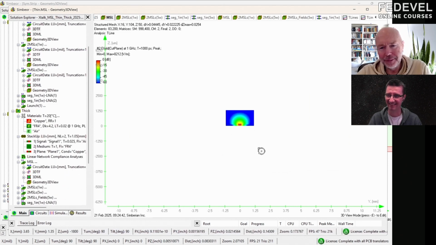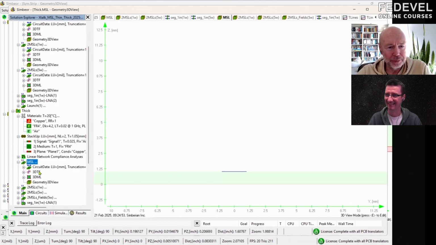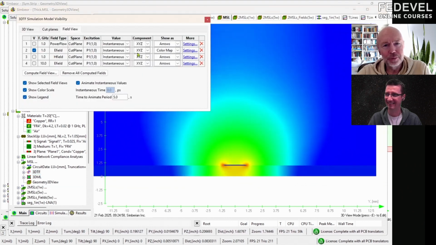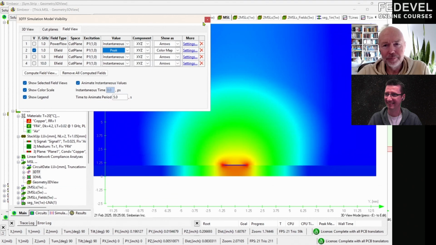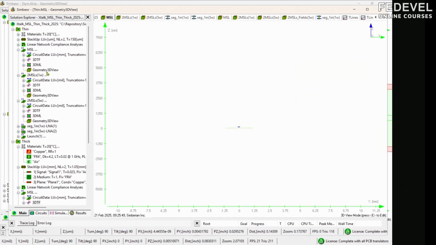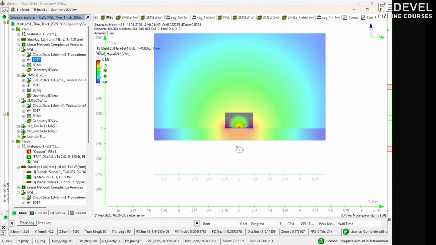Now we compare to this one. And switch this one to peak value as well. And switch to the other example. The other example, this one, and I need to select simulation. So it's like this. So that's the difference between moving the ground plane closer under the track.